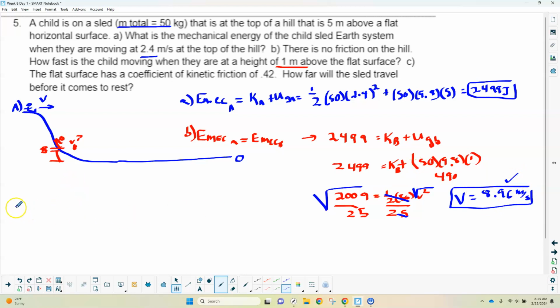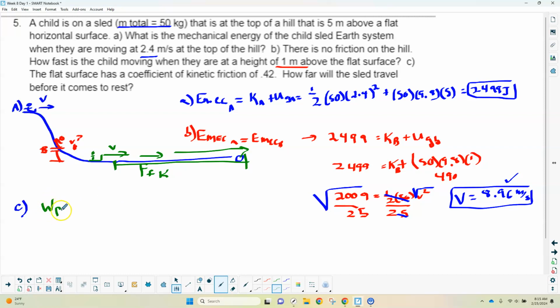Finally, part C wants to know, when the sledder gets to the bottom, they're moving at some speed, and what happens is there is friction. There is kinetic friction here, and we want to know how far they go until they stop. Because of the friction force, they're going to stop. The friction force is essentially doing work. So that's what I said.